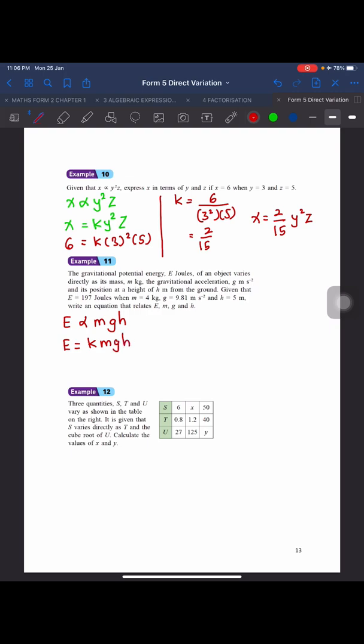Next, find the value of k, by substituting the values of E, m, g, h given in the question. So from the question, 197 equals k, m is 4, g is 9.81, h is 5. So k equals, you calculate, you will get 1. So we know that E equals mgh, where the k is 1. Next, example 12.